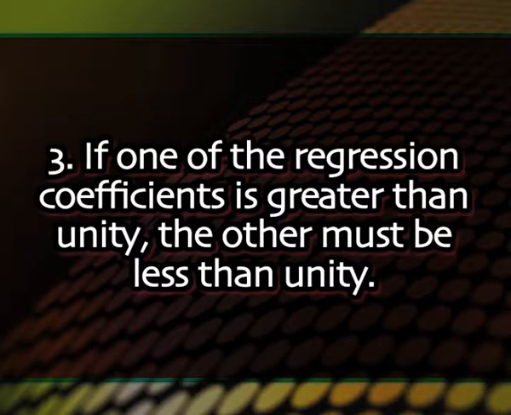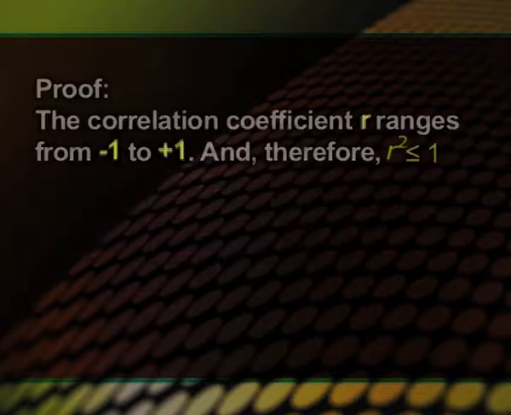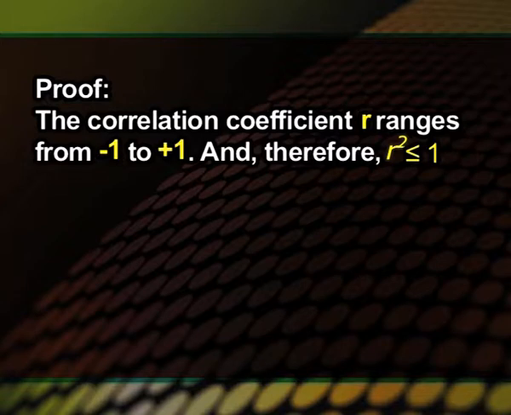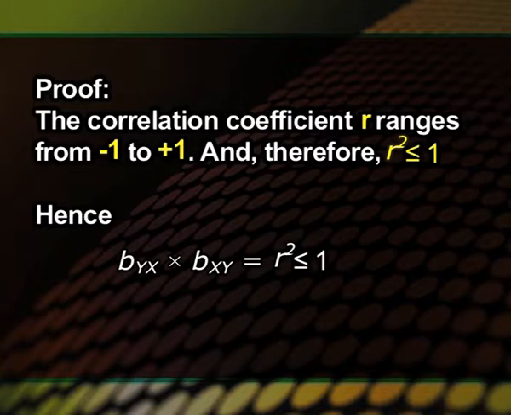Let's see the third property. If one of the regression coefficients is greater than unity, the other must be less than unity. Let's see the proof for this. We know that the correlation coefficient r ranges from minus 1 to plus 1, and therefore r square is less than or equal to 1. Hence, byx times bxy, which is equal to r square, is less than or equal to 1. And from the last inequality, the result follows immediately.